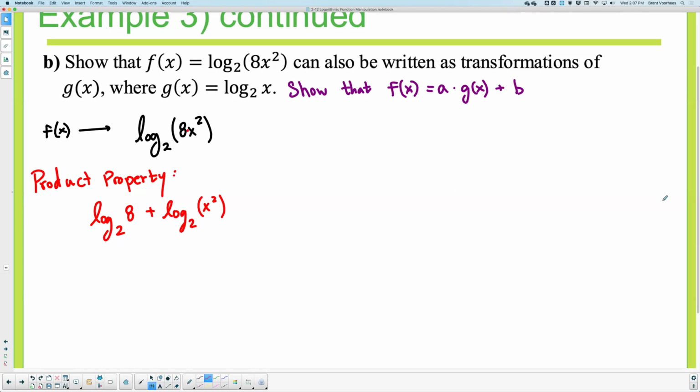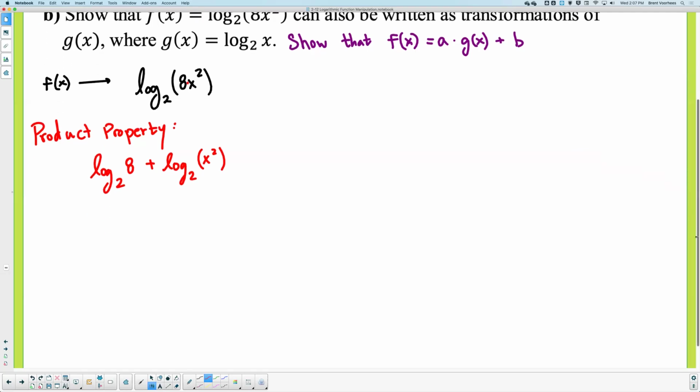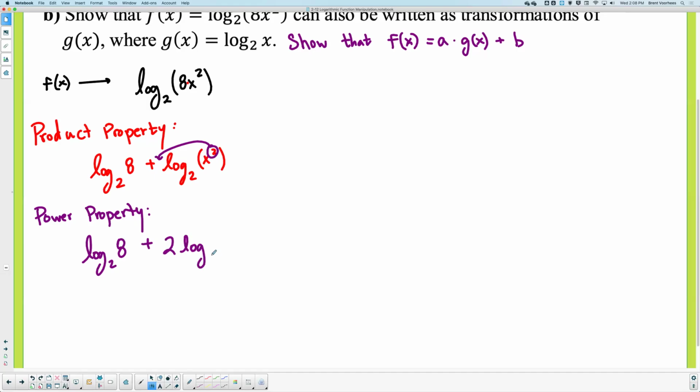Okay, a moment ago you said there was a second property. What's the other property we can now perform? Power property. So let's now do the power property. The power property is one that doesn't seem to follow the rules. It's just kind of its own thing. What can you do with the power property? Not cancel. It moves to the front of the logarithm. So it's going to be log base 2 of 8 plus 2 log 2 of x.